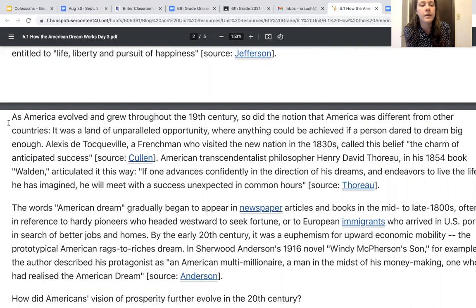Okay, right here. As America evolved and grew throughout the 19th century, so did the notion that America was different from other countries. It was a land of unparalleled opportunity, where anything could be achieved if a person dared to dream big enough. Alexis de Tocqueville, a Frenchman who visited the new nation in the 1830s, called this belief the charm of anticipated success. What do you guys think that means? The charm of anticipated success. Take a minute to think about it.